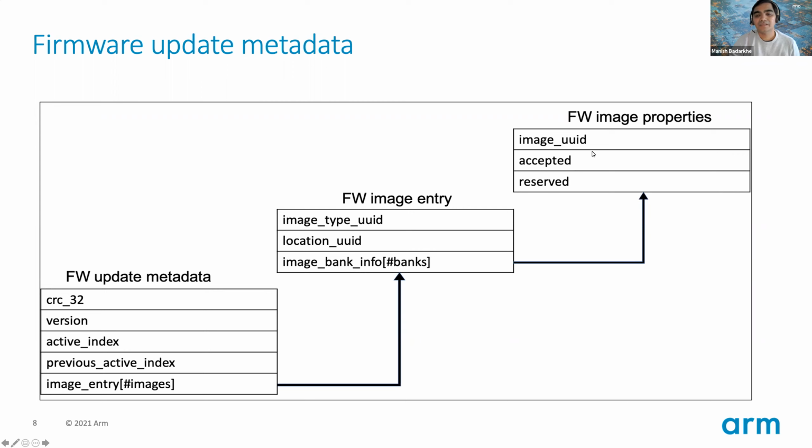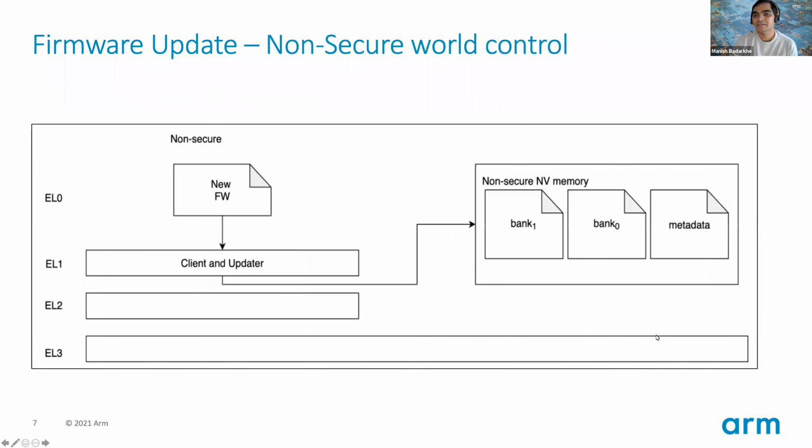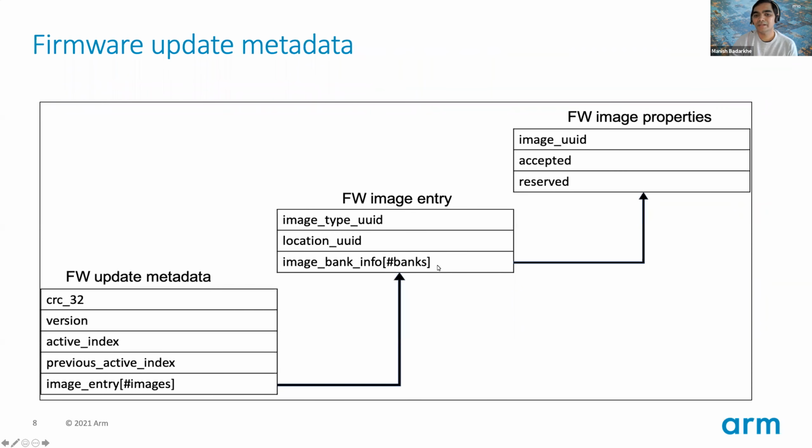The FIP's image UUID is a universal UUID. As I mentioned over here, FIP1 is residing in bank 0 and FIP2 is residing in bank 1, so they may have different UUIDs. If there are two banks, then there will be two different structures like this, with different UUIDs mentioned.